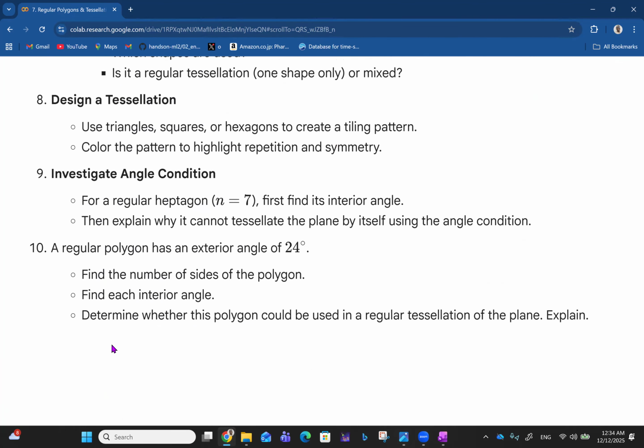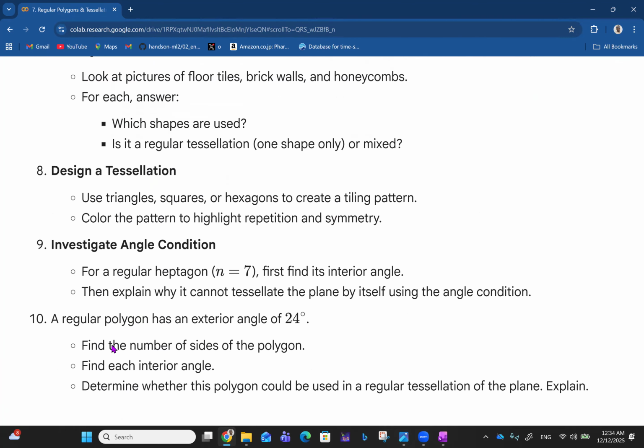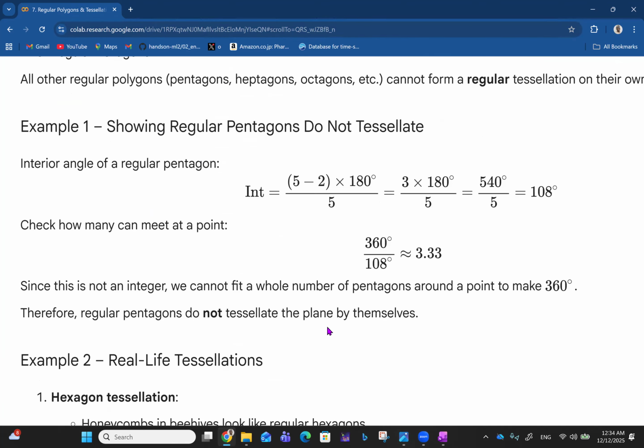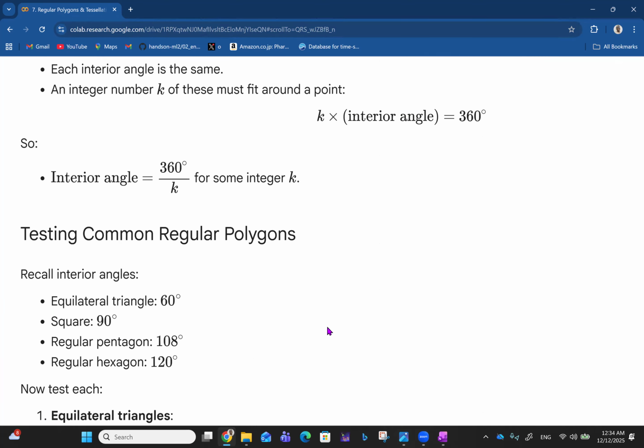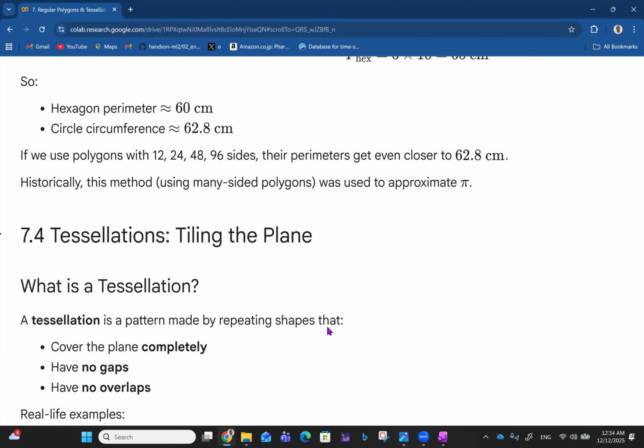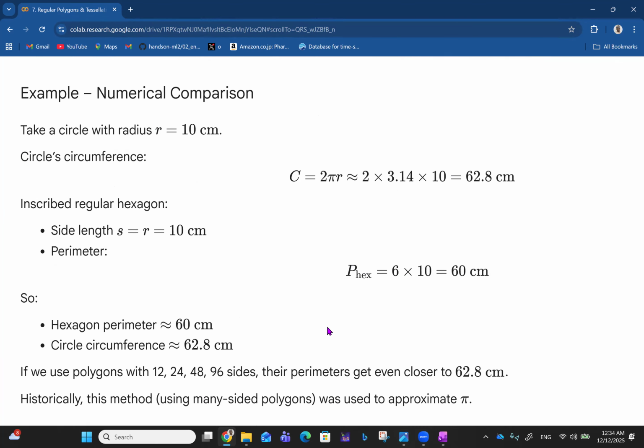I think every other thing is about tessellation except this last one too. A regular polygon has an exterior angle of 24 degrees. Find the number of sides of the polygon. Find each interior angle. Determine whether this polygon could be used in a regular tessellation of the plane, and all of that. So I'll do another video focused on tiling. Tessellation is the process by which you lay tiles and things like that. So watch out for that in the next video.